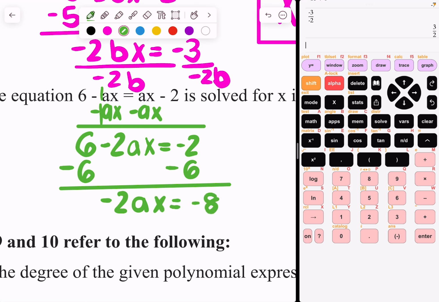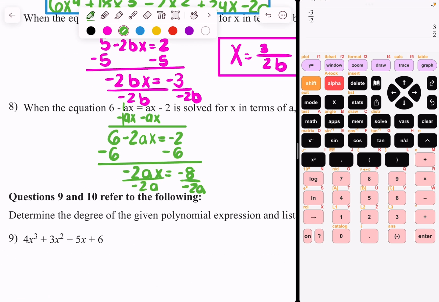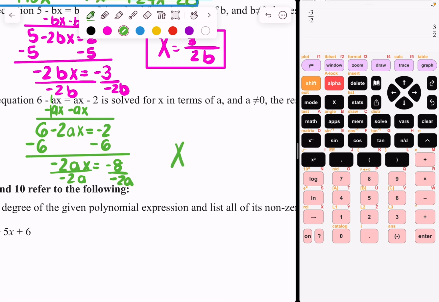Now I just want x left, so I'm going to divide out the negative 2 and the a. Negative 8 divided by negative 2 is 4, but I need to leave a on the bottom. And this is my final answer.